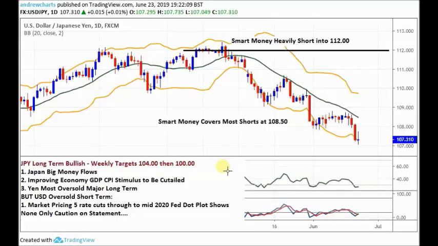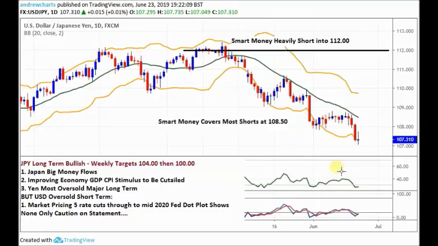Now, behind the chart, let's look at the long-term yen fundamentals. Just out and out bullish. Weekly targets remain the same, 104. Then the power level. So still 700 odd pips to go on the downside longer term.